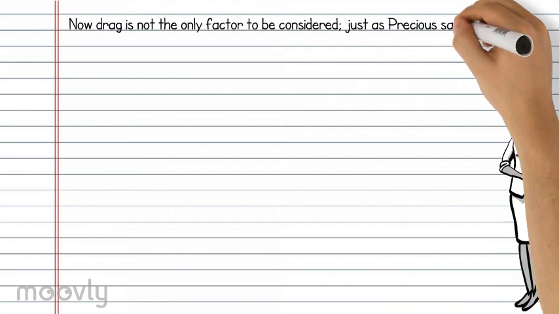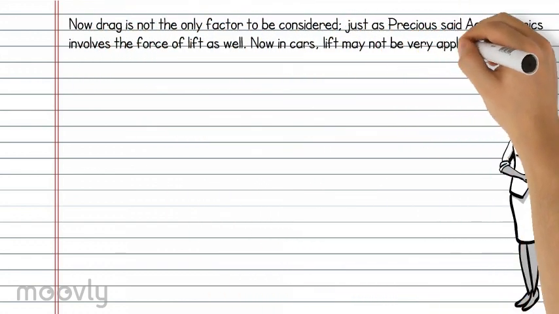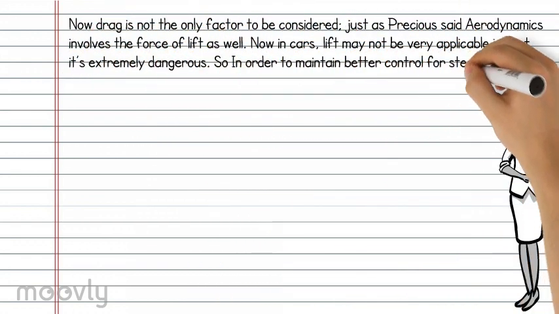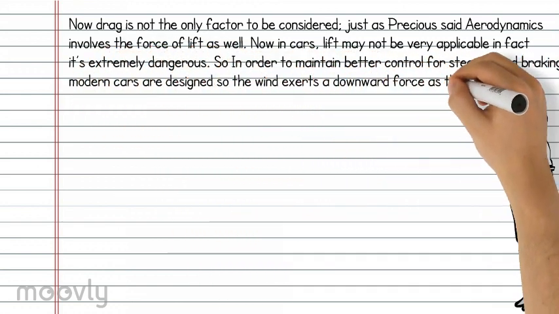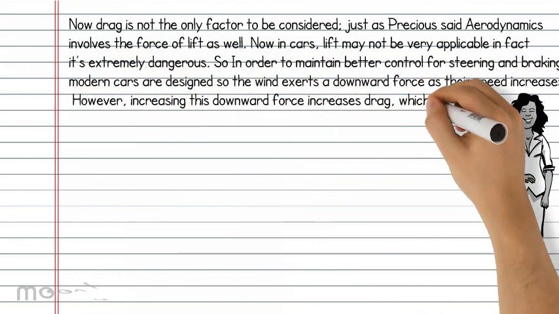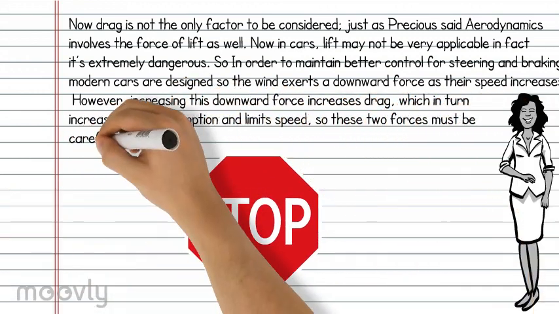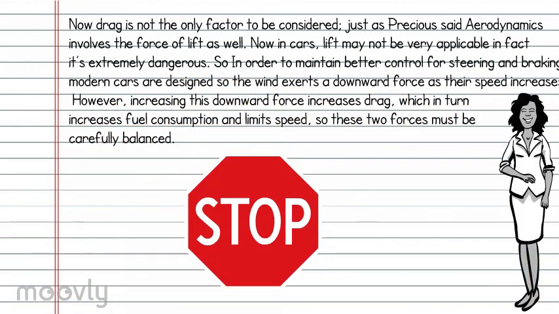Now, drag is not the only factor to be considered. Just as Precious said, aerodynamics involves the force of lift as well. Now, in cars, lift may not be very applicable. In fact, it's extremely dangerous. So in order to maintain better control for steering and braking, modern cars are designed so the wind exerts a downward force as their speed increases. However, increasing this downward force increases drag, which in turn increases fuel consumption and limits speed, so these two forces must be carefully balanced.